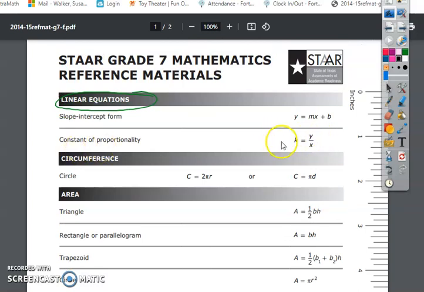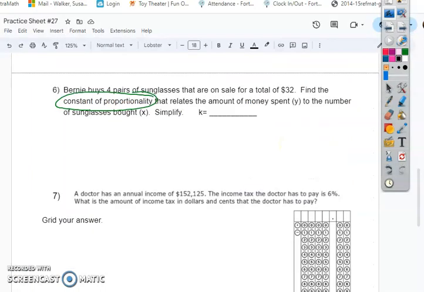Constant of proportionality, K equals Y over X. Nothing fancy. That's exactly what it means. K equals Y over X. That means I need a Y and an X. Well, if you look here, it literally specifies what it is. That relates the amount of money spent, Y. The amount of money spent is Y. That's what it is. Y is 32.